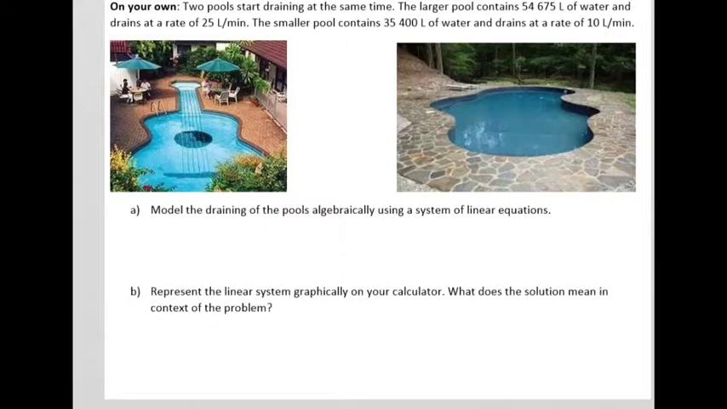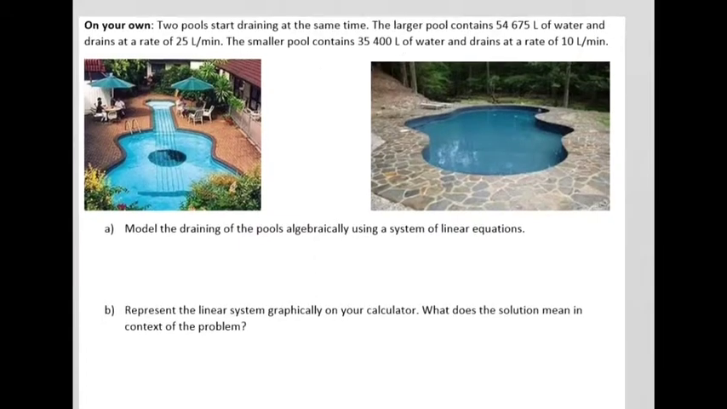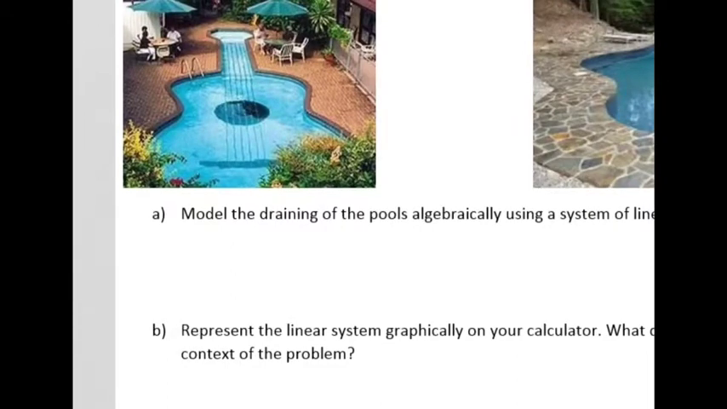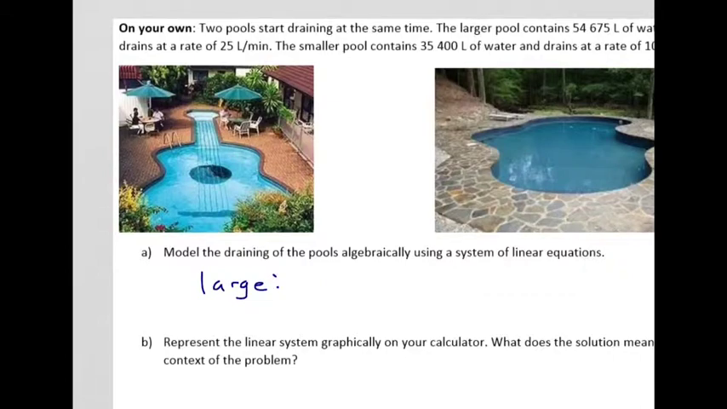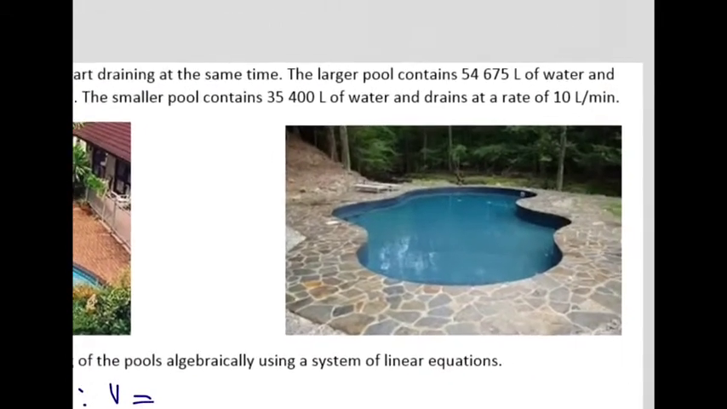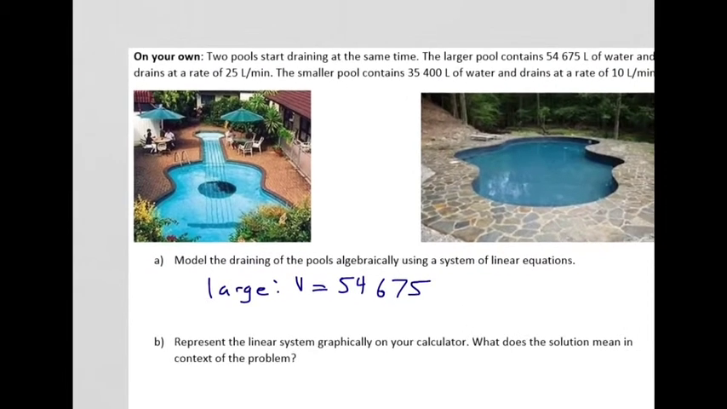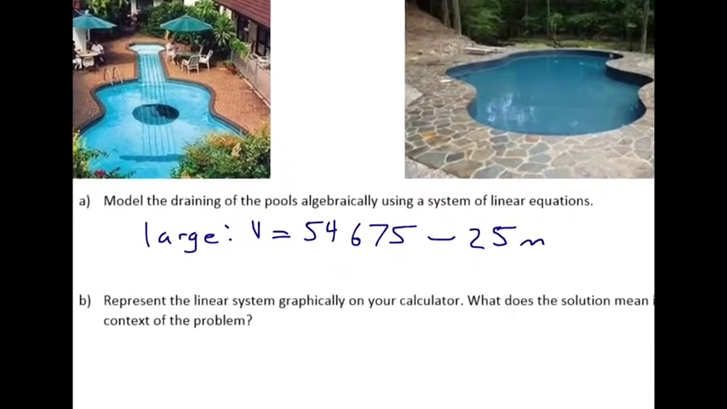Okay, so let's take a look at this. The larger pool, its volume starts at, let's see, 54,675 liters, and it drains at a rate of 25 liters per minute. So it goes down, so I subtract 25 liters every minute. We can just put M for minutes.